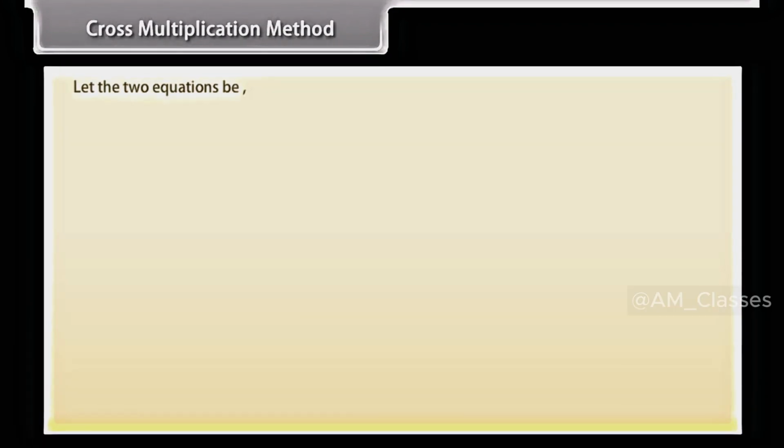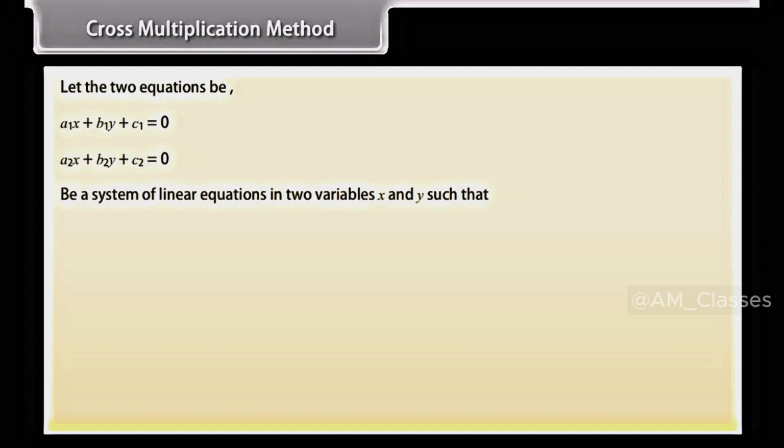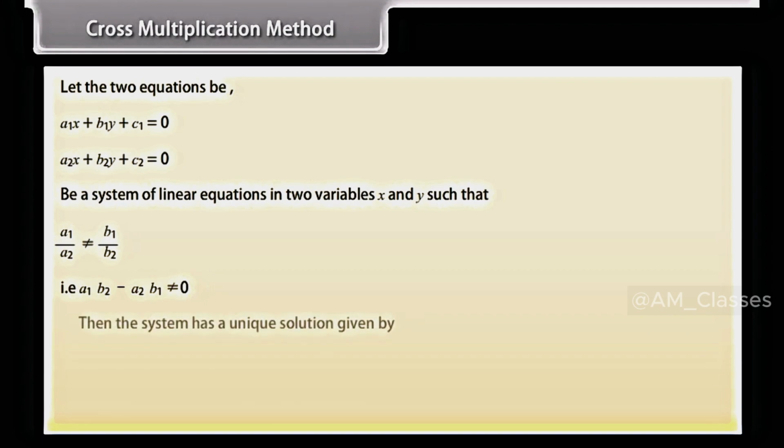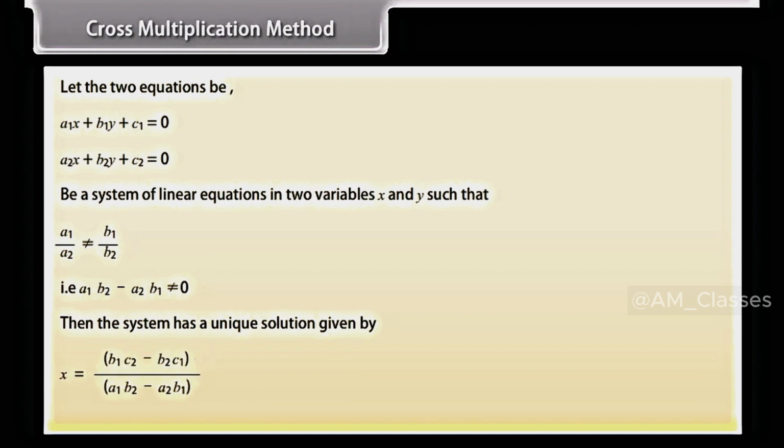Cross multiplication method. Let the two equations be a1x plus b1y plus c1 is equal to 0, a2x plus b2y plus c2 is equal to 0, be a system of linear equations in two variables x and y such that a1 upon a2 is not equal to b1 upon b2. That is, a1 b2 minus a2 b1 is not equal to 0. Then the system has a unique solution given by x is equal to b1 c2 minus b2 c1 whole upon a1 b2 minus a2 b1 and y is equal to c1 a2 minus c2 a1 whole upon a1 b2 minus a2 b1.